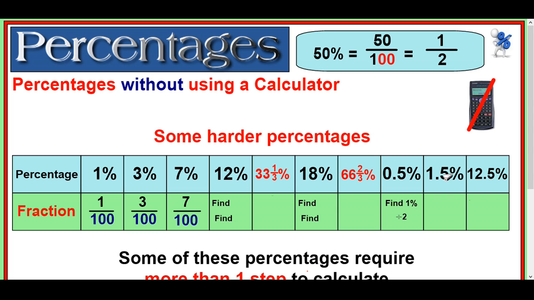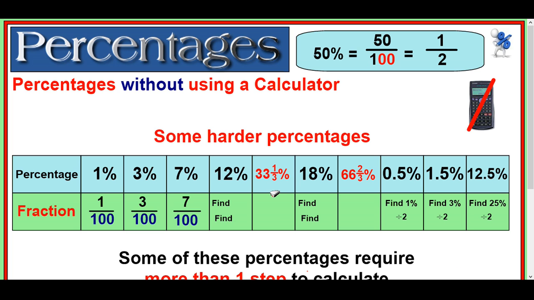Finding 1.5%, there's a few ways of doing it. You could find 1%, then find 0.5% and add them together. But I would find 3% and then halve it. I think that's the easiest way to go here. But there's various ways of doing percentages, and finding 1% and then 0.5% and adding is absolutely fine. Again, with this one, there's different ways of doing it, but I would probably find 25% and halve it. I think that would be the easiest thing to do.